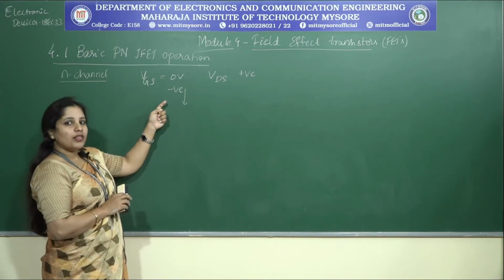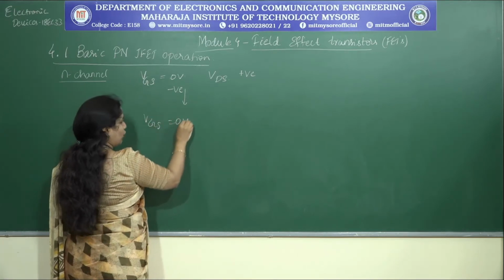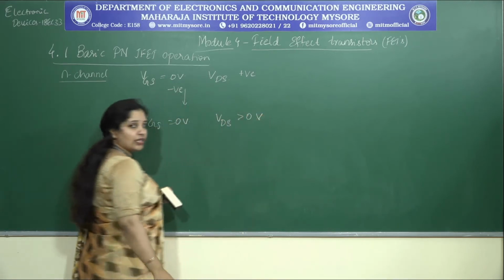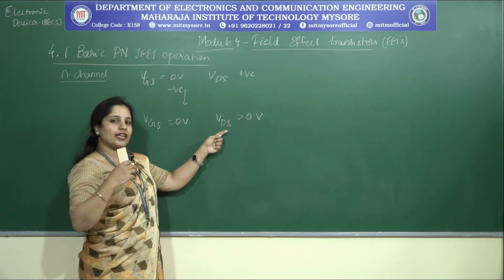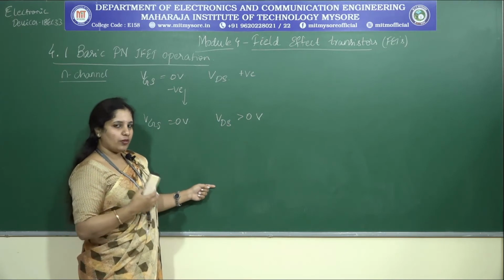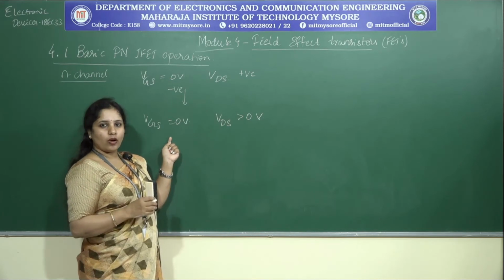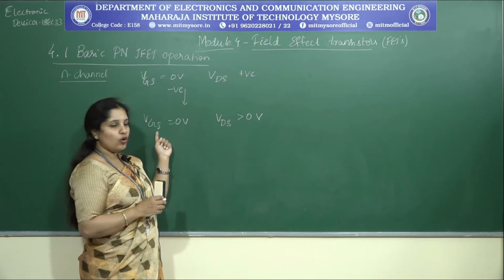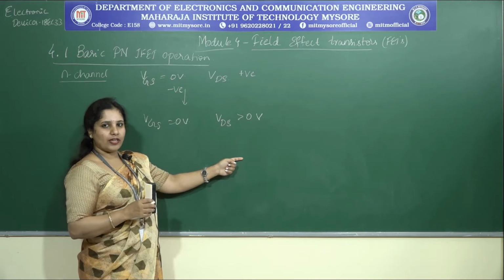Once we are done with this, I will keep my VGS at 0 potential and vary my VDS. Let me provide different positive voltages. As I increase the VDS value, what happens to the device operation is what we will try to understand, and that is case number 2. All of you got this point? Yes. So let me consider this as case 1 and this as case 2, within which we have different sub cases as well. That we will also be considering.